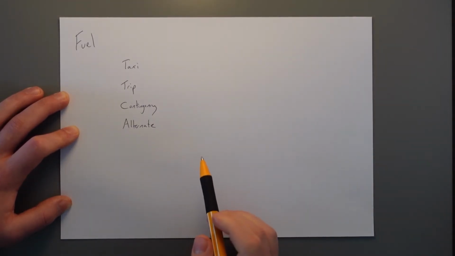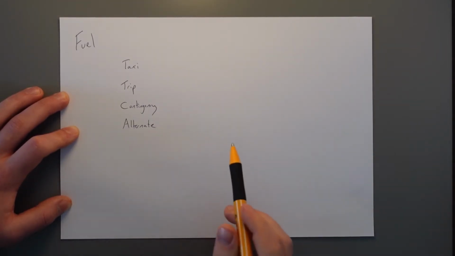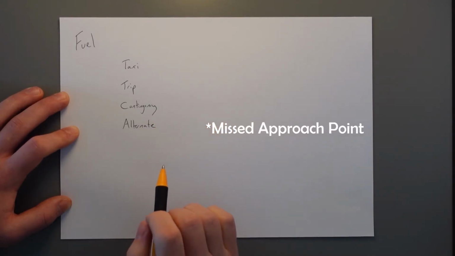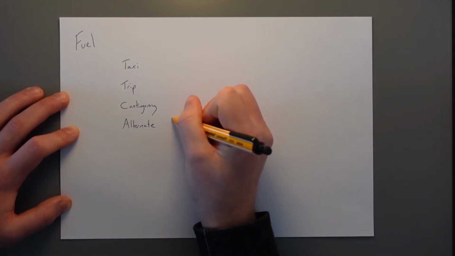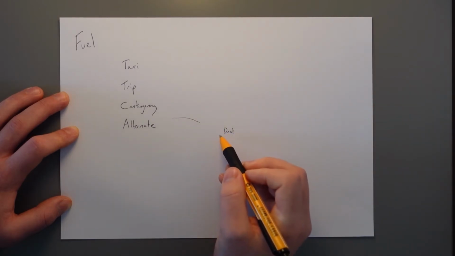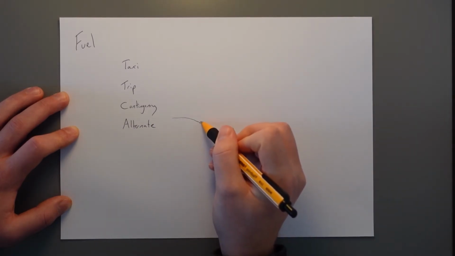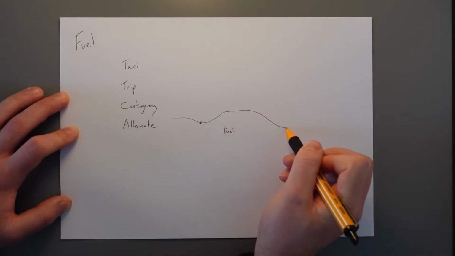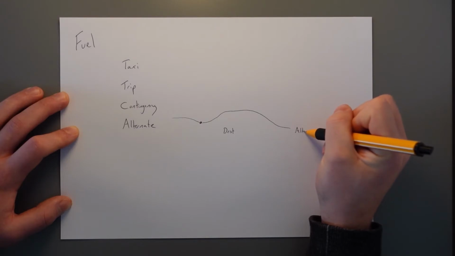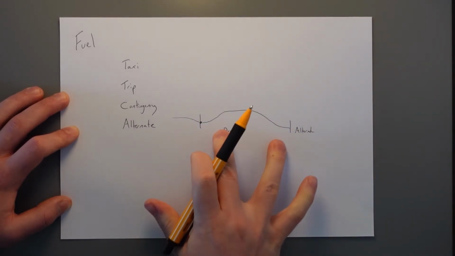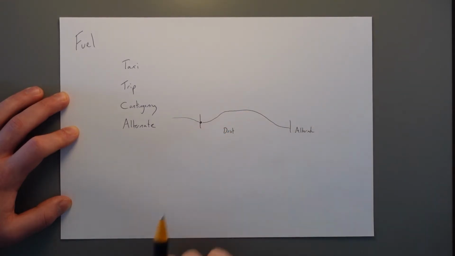Alternate fuel. This is the fuel to get from the missed approach airport at your destination to landing at the alternate airport. So you're flying in down to your destination over here. You can't get in for some reason. Your alternate fuel starts here at your missed approach point, comes all the way around until you land at your alternate. So this portion here is your alternate fuel.